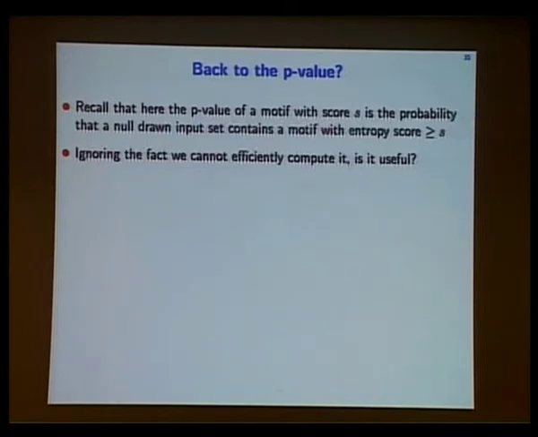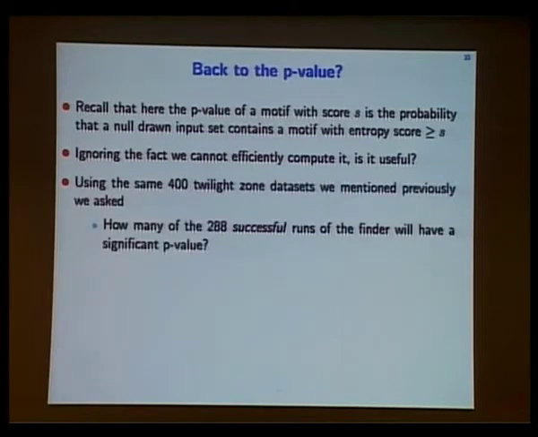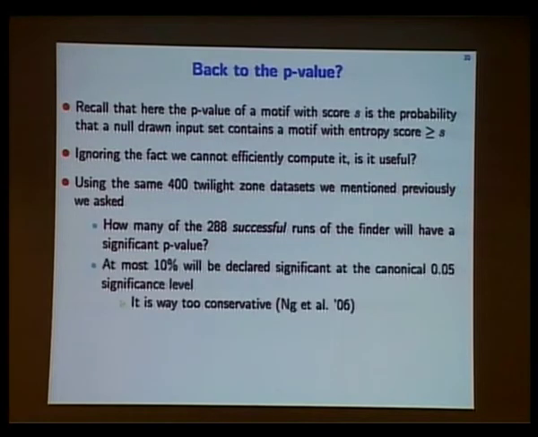So back to this issue. Ignoring the fact that I don't know how to compute it, is it useful had I known how to compute it? So again, going back to the same experiment, remember I had 288 successful runs. I asked how many of these will have a significant p-value computed this way. So we saw the e-value was conservative, how many will have a significant p-value? And the answer was at most 10% will be declared significant at the canonical 0.05 significance threshold.